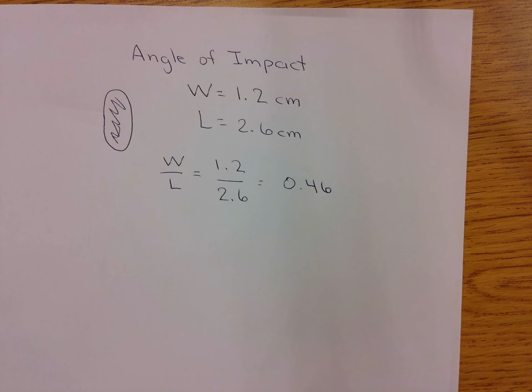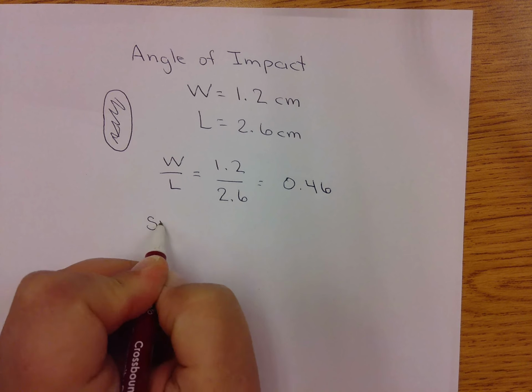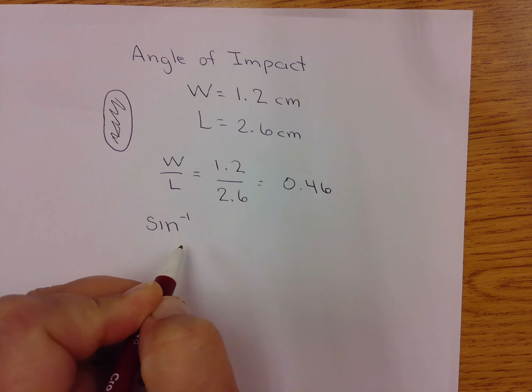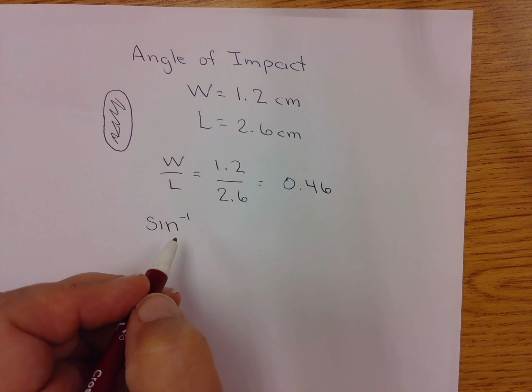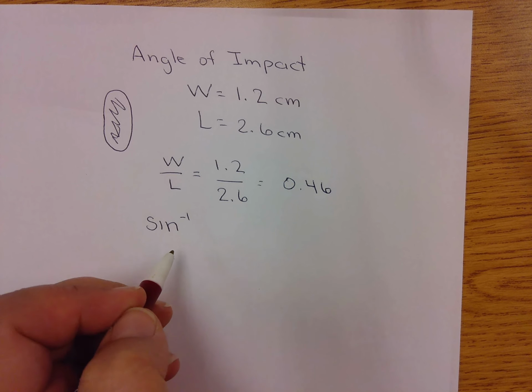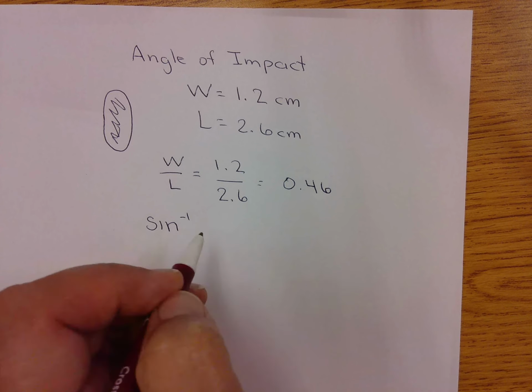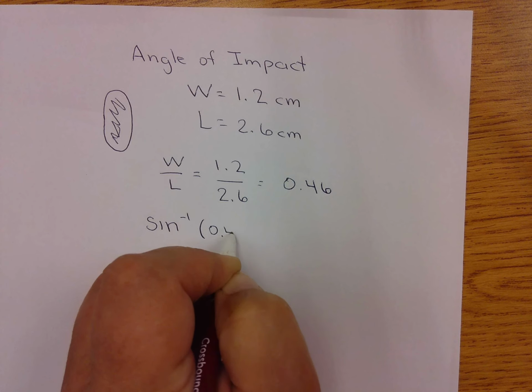So 0.46. The next thing I do is I take the inverse sine of 0.46, which if you haven't done any trigonometry yet, you won't know much about, but that's okay. I'll show you where the button is.